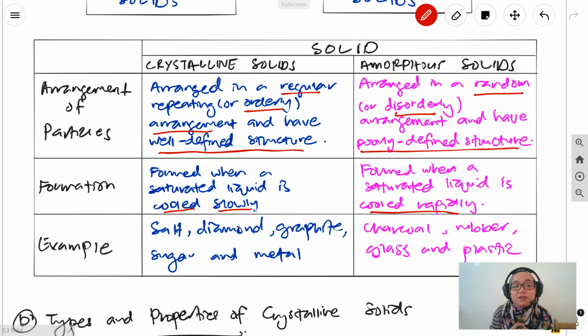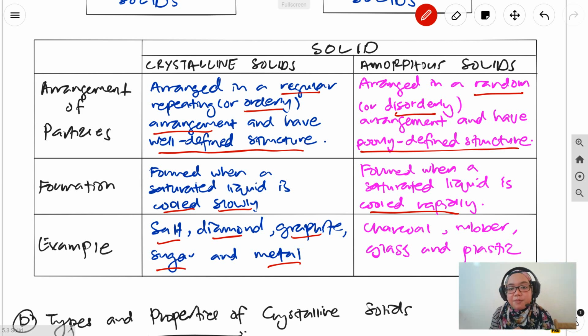Okay, so now let's look at the examples of the crystalline solid and amorphous solid. For crystalline solid, we have salt, for example, diamond, graphite, sugar, and metal. So these are the examples of the crystalline solids. So these crystalline solids, for example, have a regular and orderly arrangement of particles.